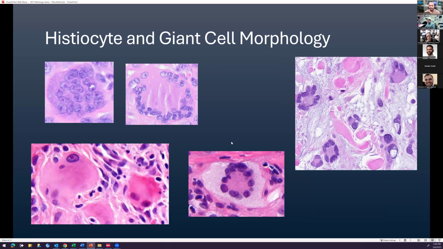What about this guy here? Teuton? Teuton, yeah, it's a Teuton giant cell. And so remember, they tend to sit around the edge of the cytoplasm here, and then there's this surrounding foamy, sort of lipidized look outside.